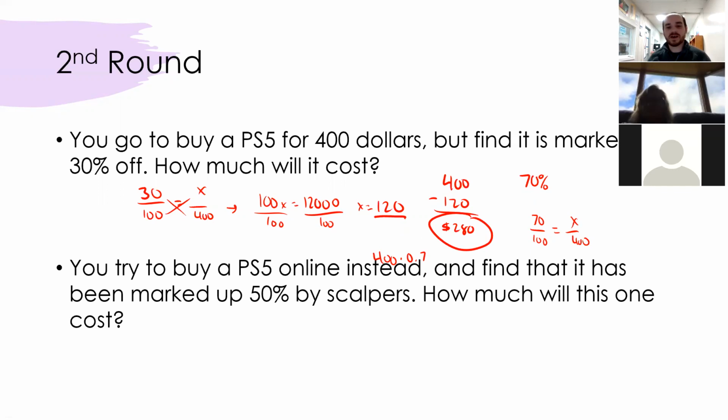It says you try to buy a PS5 online instead and find that it has been marked up 50% by scalpers. How much will this one cost? So this time it costs 50% more than the original price. So Taven, that's the markup. Janie, Addie, that's correct. Taven, you got the percentage right, but remember you need to add that to the original cost. Gracie, same thing. That's the markup, but you gotta make sure to add in the original amount. That's okay, Addie. No worries.